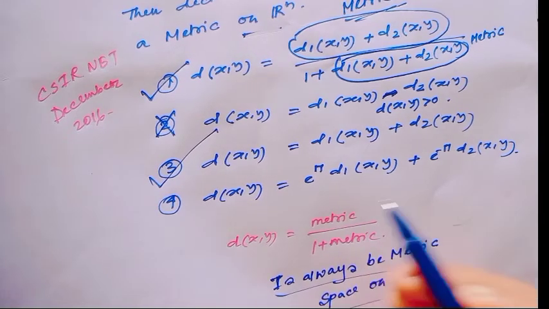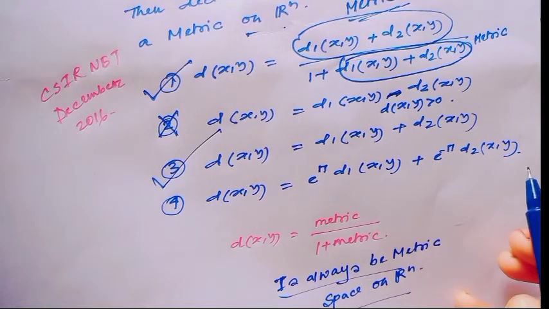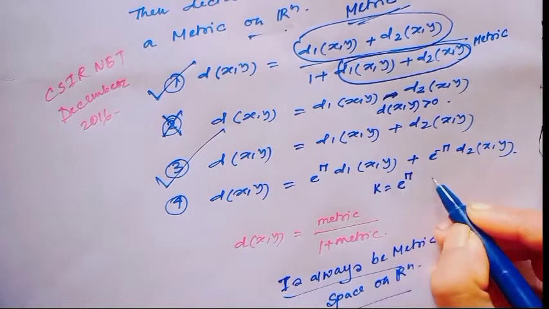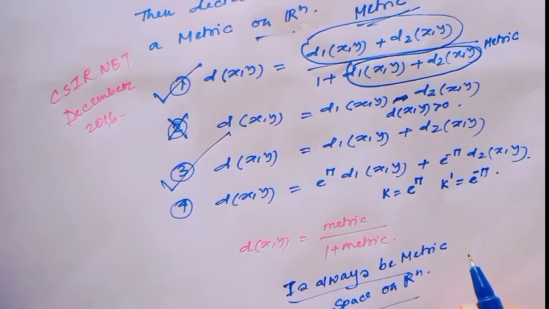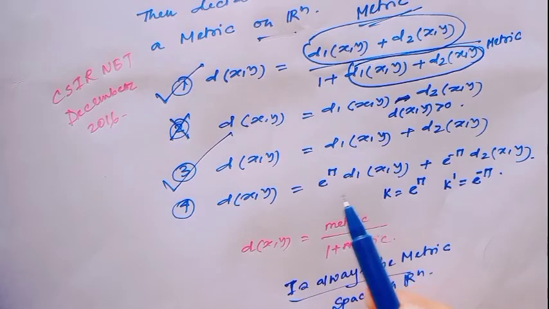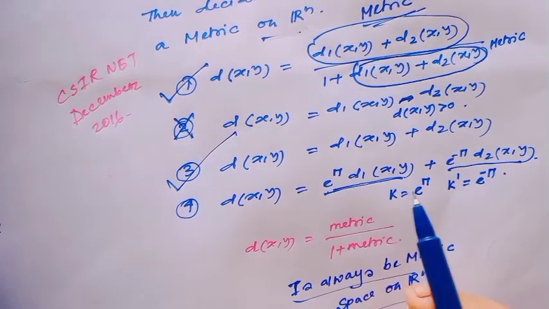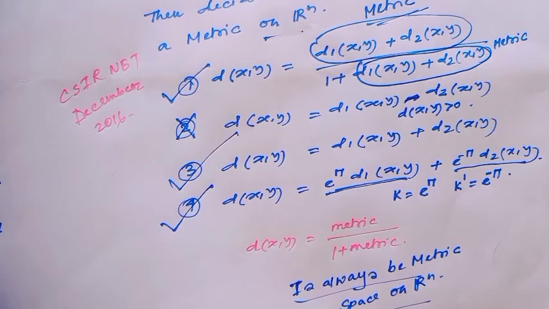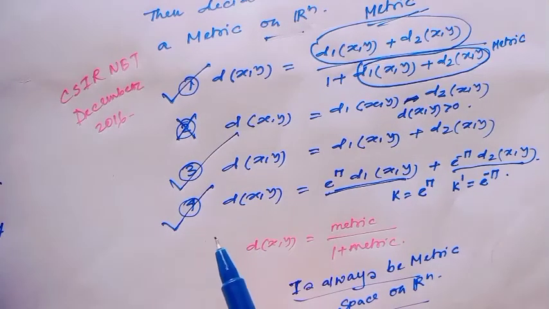And the fourth option, this also follows from the rules. D of xy equal to e to the power pi d1 xy plus e to the power minus pi d2 xy. Here k equals e to the power pi and k dash equals e to the power minus pi. I have told you any scalar multiplication of any metric is always a metric. So this is one metric and this is another metric, and their sum would always be a metric space. So the fourth option is also a right option. That means options 1, 3 and 4 are the right options.